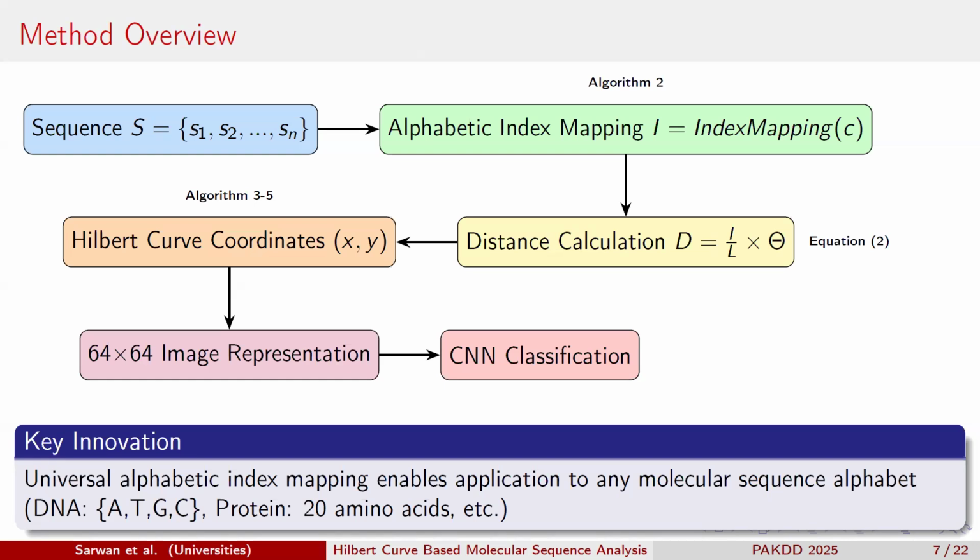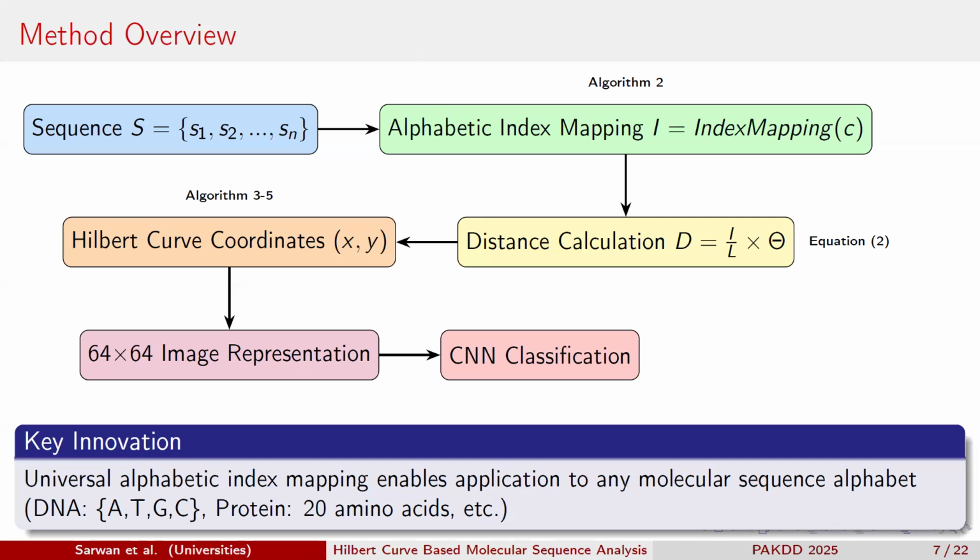For each alphabet, we have a numerical value. Next, we calculate the distance using the formula. These formulas are given in the paper, so I'll just briefly discuss here. We have d equals L over I over L times theta, where I is the alphabetic index, L is the sequence length, and theta is our total Hilbert curve points.